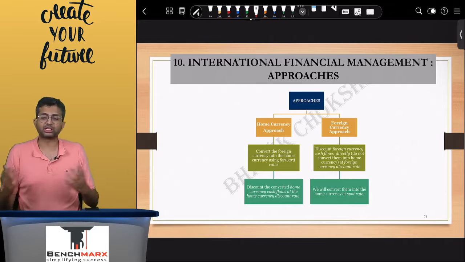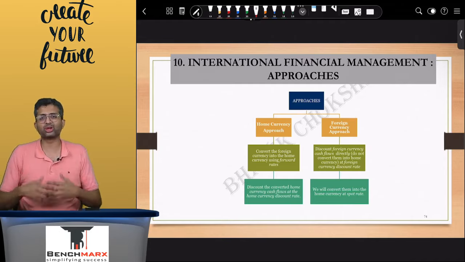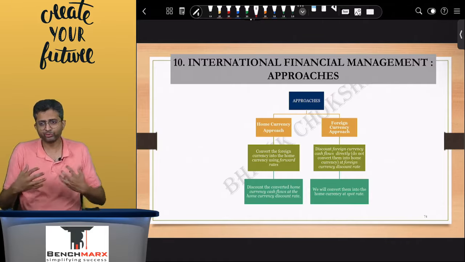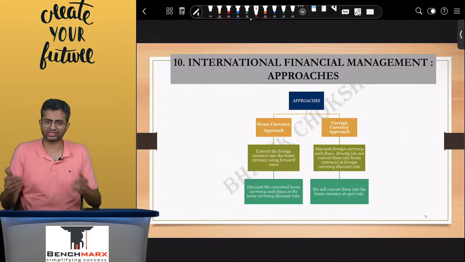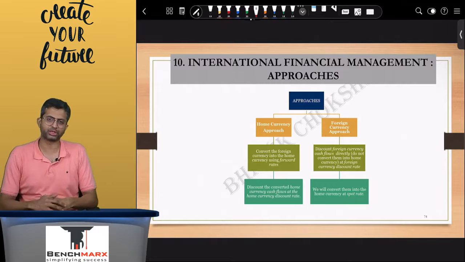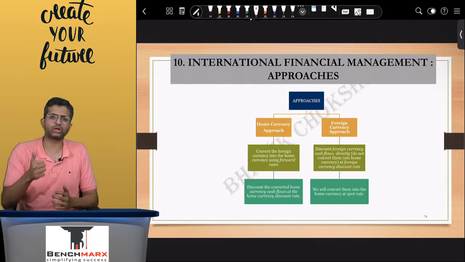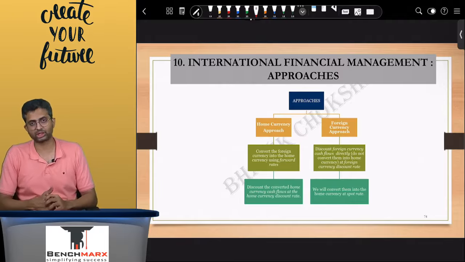International financial management is nothing but international capital budgeting, where you are evaluating a foreign currency project. Now, if it's a foreign currency project, your required rate of return, which is given in the question, typically is your Indian currency required rate of return. However, if you are investing in the US, the required rate of return might be different. And hence, there are two approaches in which you can solve. One is called the home currency approach, the other is called the foreign currency approach.